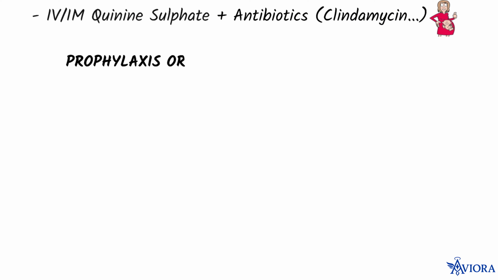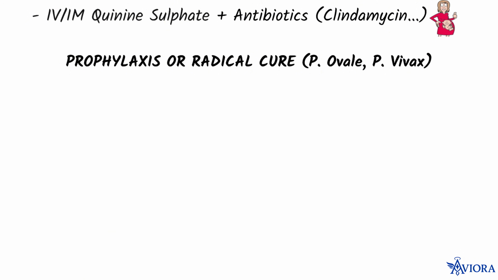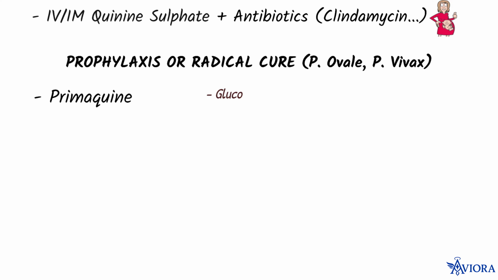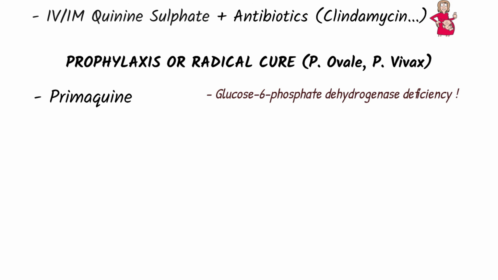For prophylaxis and the radical cure of the hidden liver stages, hypnozoites, of P. vivax and P. ovale, primaquine is reserved. Mandatory glucose 6-phosphate dehydrogenase, G6PD, deficiency screening must precede administration, as the drug can induce life-threatening hemolysis in deficient patients.